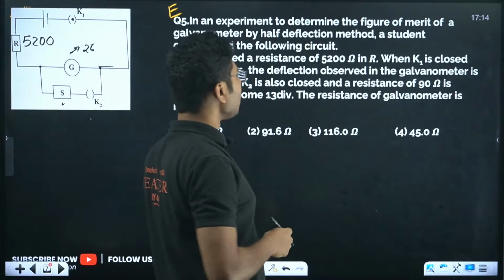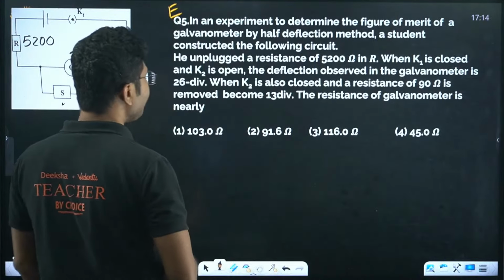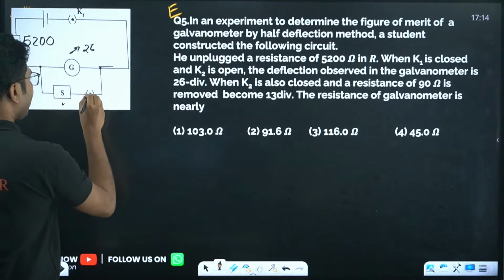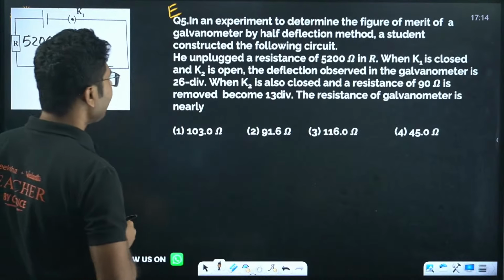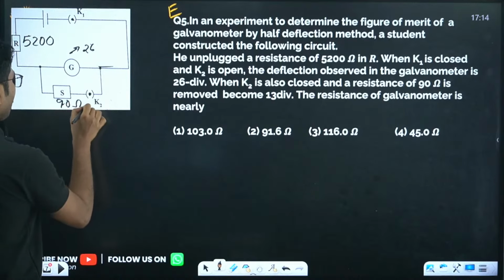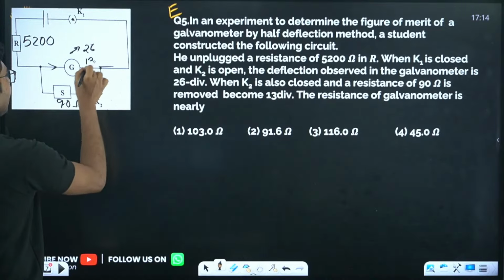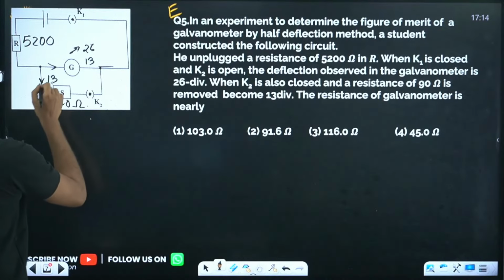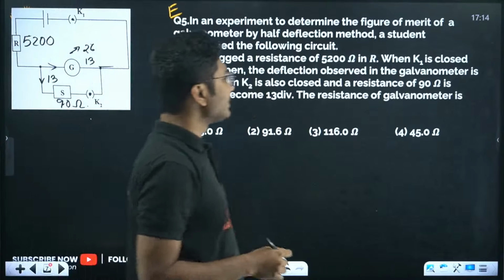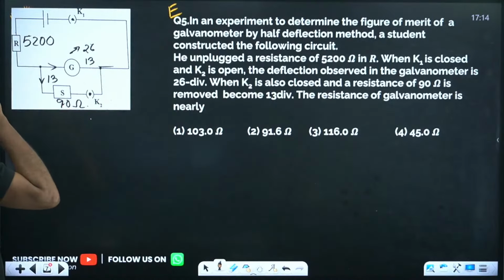When K2 is also closed and resistance of 90 ohm is removed, it becomes 30 division. So now you have applied this and you have added a resistance of 90 ohm. Okay, that means the current is now divided through this 13 ohm here, 13 ohm here. So what is the resistance of the galvanometer? So let's see.